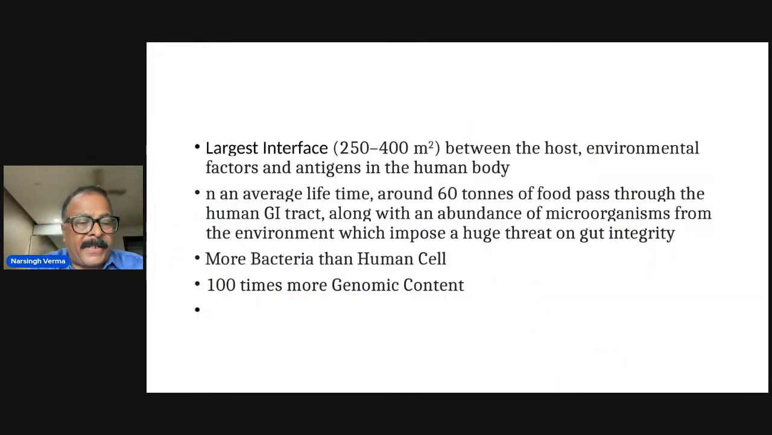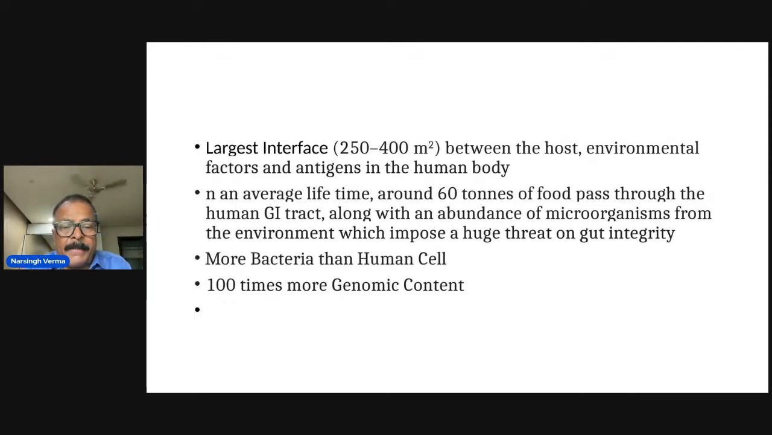The gut is the largest interface. The whole gut is the largest interface, 250 to 400 square meters. See how big it is. 250 to 400 square meters between the host and environmental factors. This is the interface for antigens in the human body. So it is the interface which determines how many antigens will go in and how much environmental factors are going to affect the host.